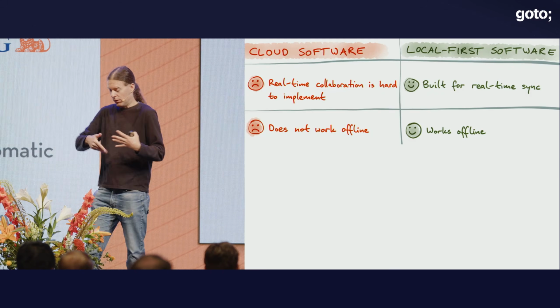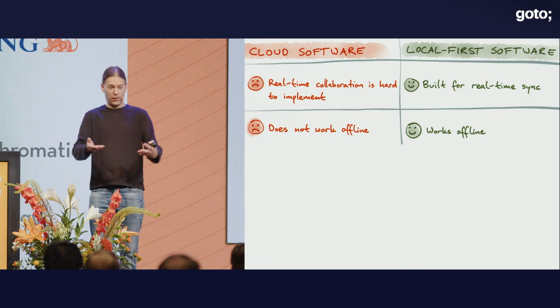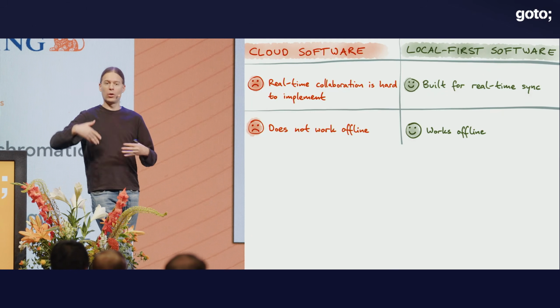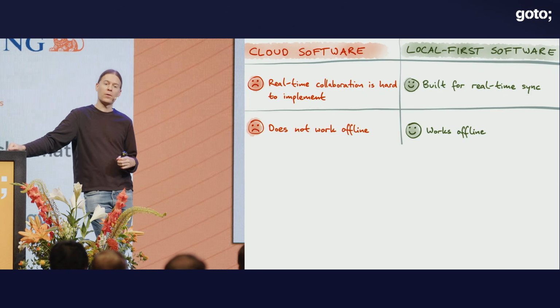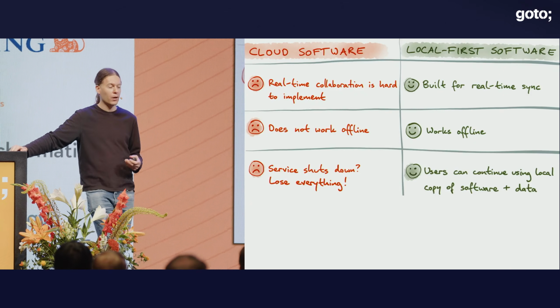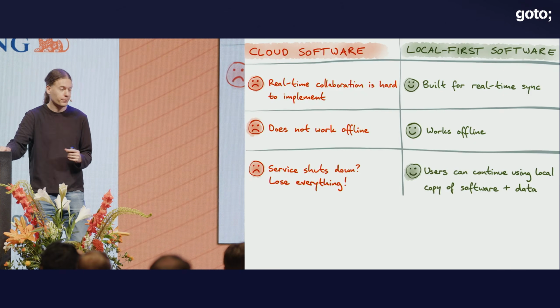Whereas if your data storage is local on the user's own device, yes, the user can continue working, and when they come back online, the data sync protocol will just pick up and sync all the work that the user has done in the meantime while they were offline. And so local-first software makes it just so much easier to make software that works offline.